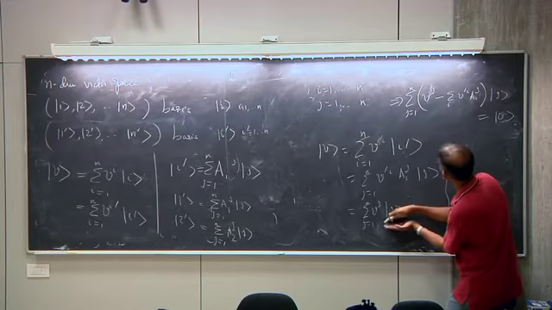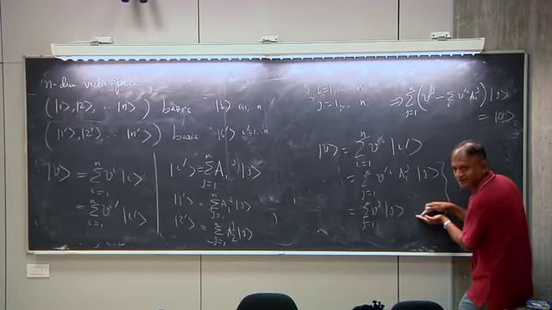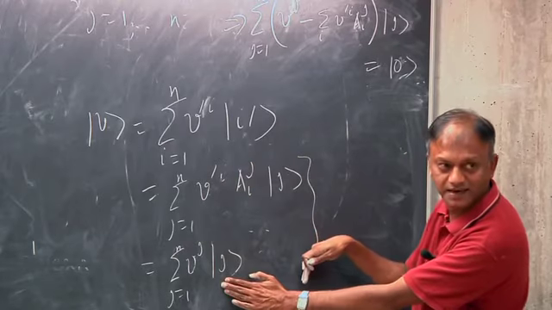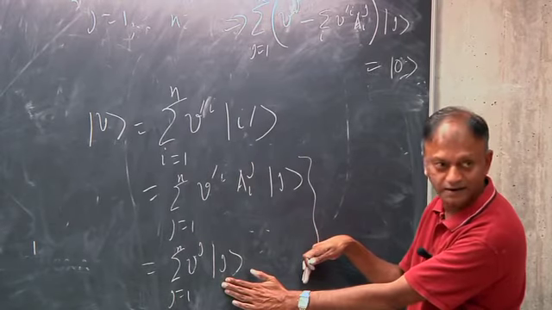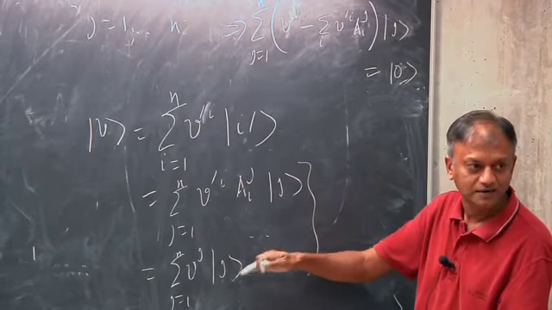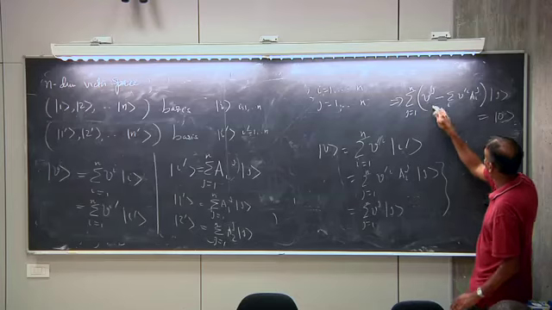Correct? All I've done is I've taken this on the other side. I mean, we have this is equal to that, right? I take this on the other side, so this minus that should be the null vector. If these two vectors are equal, this minus that must be equal to the null vector. That's what I've done here.